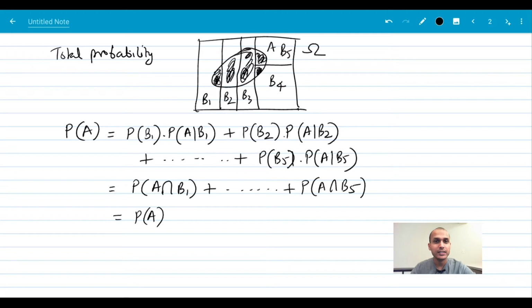Okay. So what was the interesting thing that I chose? I chose the sets or events B in such a way that they are disjoint, and their union is equal to the sample space. So they are mutually exclusive and exhaustive. That's all it means. Because I chose these events in such a way, I can write probability of A as a summation of conditional probabilities times probabilities of events which are disjoint and completely cover the sample space. Okay, so this is the total probability rule.